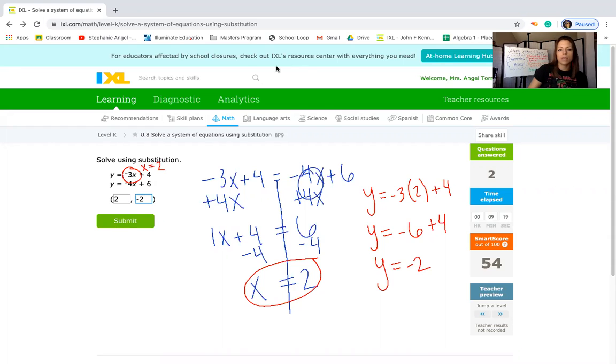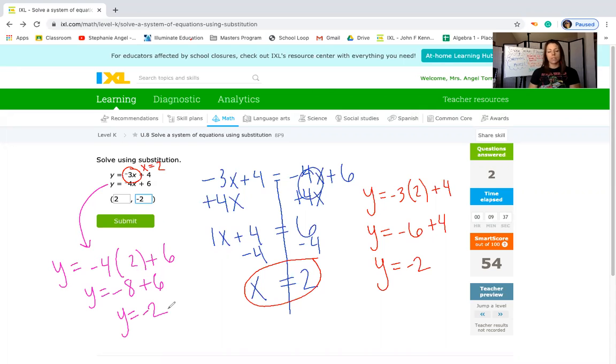Now, just for the sake of argument, let's look at what would have happened if I plugged x into the second equation instead. Let's see, y equals negative 4 times 2 plus 6. y equals negative 8 plus 6. And guess what? You still get y equals negative 2. So it doesn't matter which equation you use as long as you're doing your math correctly.